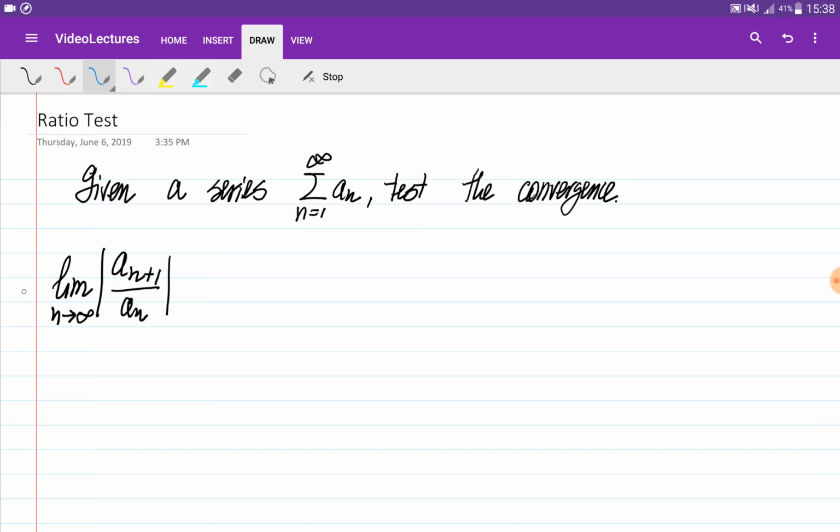The first case is when this limit exists and is equal to some constant L. If this constant L is less than 1, then the series an is convergent.